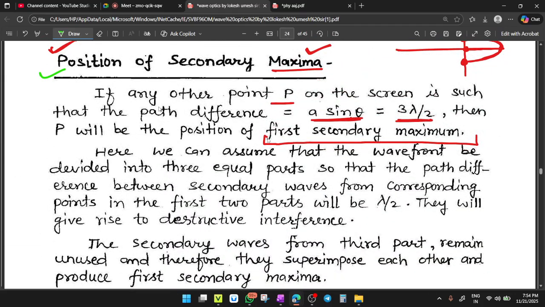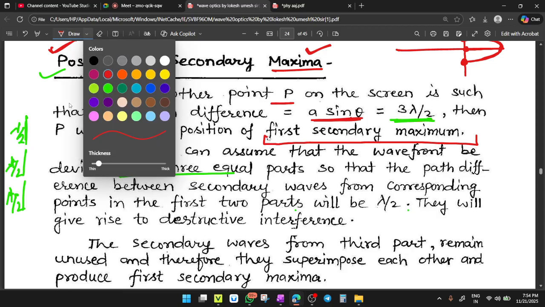Okay, so reading this theory, if the point P on the screen is such that the path difference becomes 3 lambda by 2, then the point P will be at the position of the first secondary maximum. Here we can assume that the wavefront can be divided into three equal parts, each of lambda by 2. We have divided the total wavefront into three equal parts so that the path difference between the secondary waves from corresponding points in the first two parts will be lambda by 2. They will give rise to destructive interference.